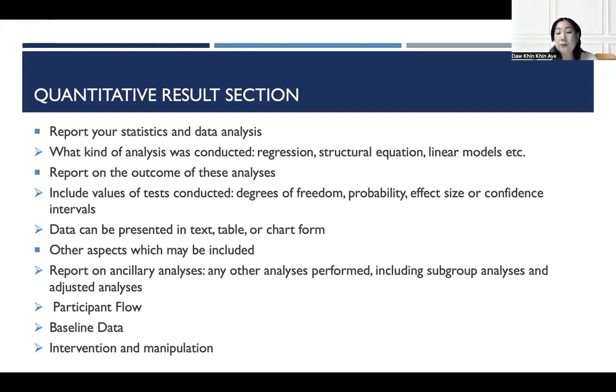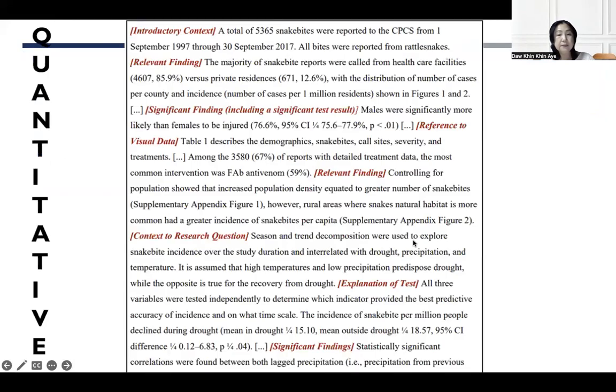Other aspects which may be included are a report on ancillary analysis, any other analysis performed, including subgroup analysis and adjusted analysis, participant flow, baseline data, intervention and manipulation, if there is anything. Okay, next slide. This is the example of a quantitative one. I would like you to read. Just try it because the annotation is there.